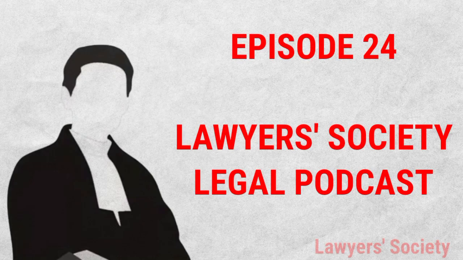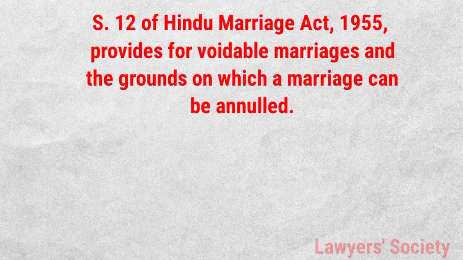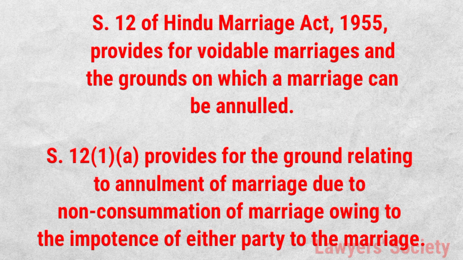In this episode, I'll be talking about two very interesting facts about Section 12(1)(a) of the Hindu Marriage Act 1955. As you know, Section 12 deals with voidable marriages and Section 12(1)(a) specifically deals with the ground of marriage not being consummated due to the impotence of one of the parties to the marriage.